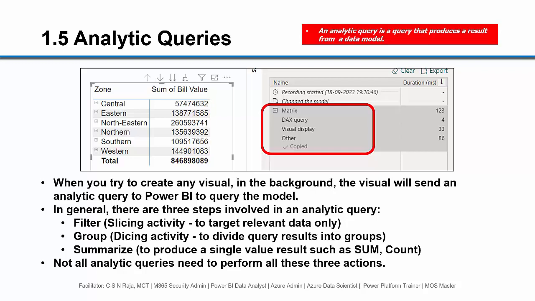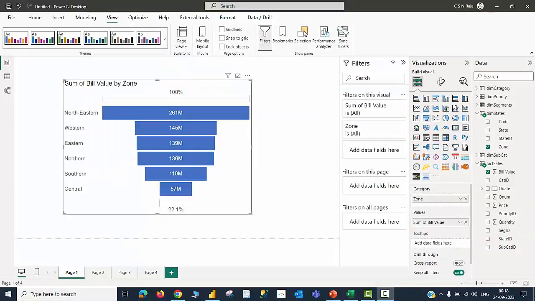In the demonstration, you saw the creation of a funnel chart in which grouping has happened, summarization has happened, but filtering activity was not done by me. And it is high time for us to understand how filters can be effectively used in Power BI. We are back to Power BI. We have configured this report visual a few minutes ago, and let us see how we can apply a filter for this.